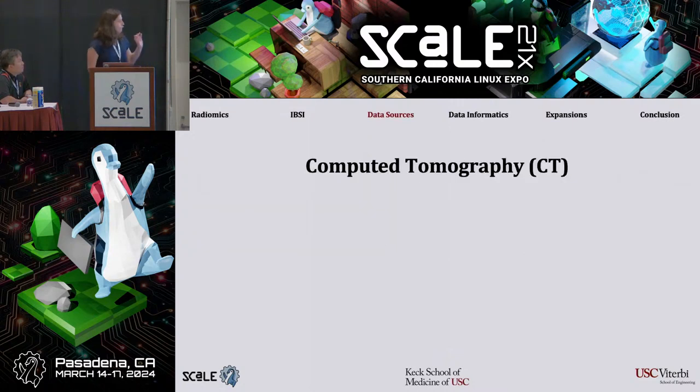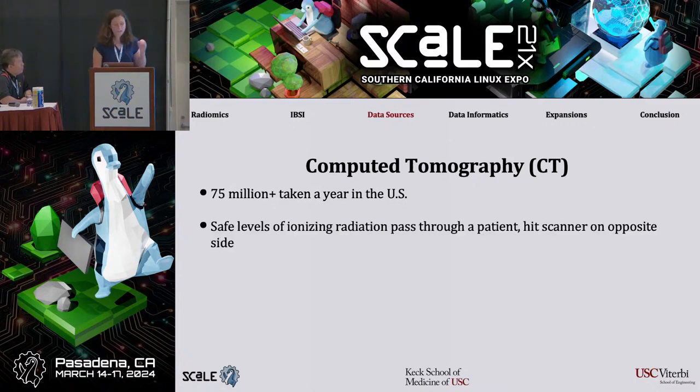So a little bit more about computed tomography, or CT. Over 75 million of these are taken a year in the US. That is a lot of data, which can be levied in the future, but it's where safe levels of ionizing radiation pass through a patient and hit the scanner on the opposite side.